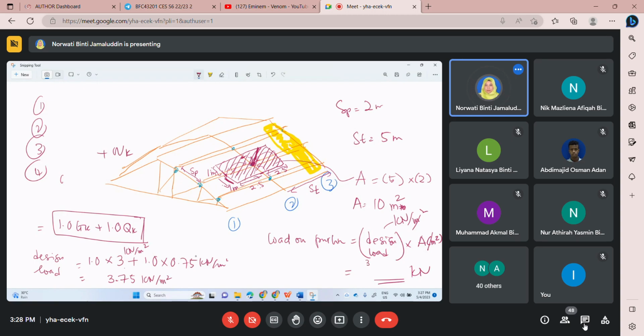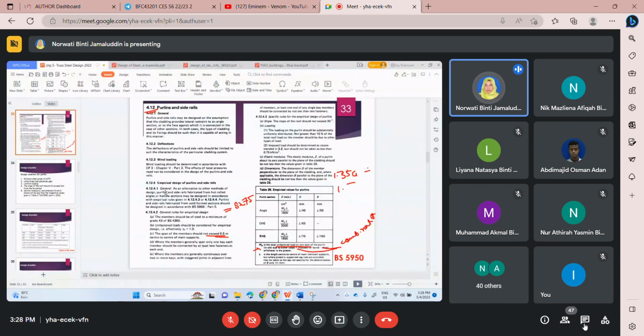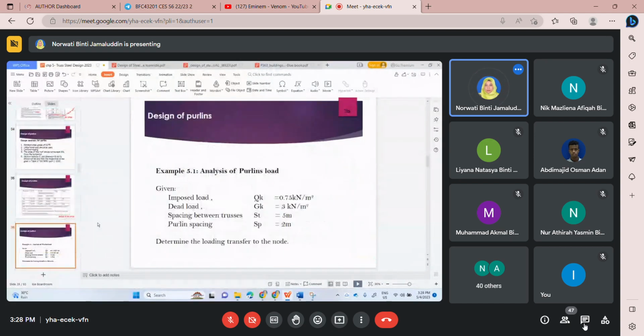So here, 3.75 kilonewton per meter squared multiplied by 10 meter squared. Meter, habis. 3.75 times 10, so 37.5 kilonewton. This is the load acting on your node point. 37.5. Okay? Senang je. 37.5. Okay?